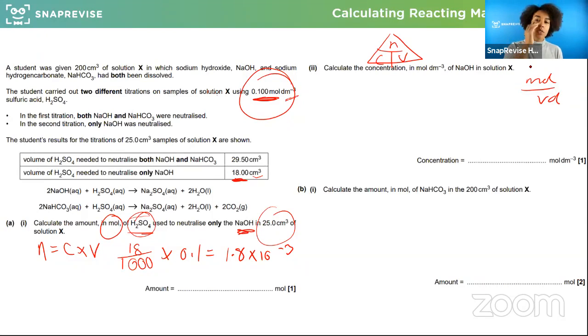If we know that we've got 1.8 times 10 to the minus 3 moles of sulfuric acid, what do we need to do to that to get the number of moles of sodium hydroxide? Anyone? This is the point where the molar ratio gets important.